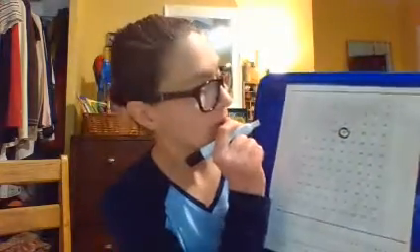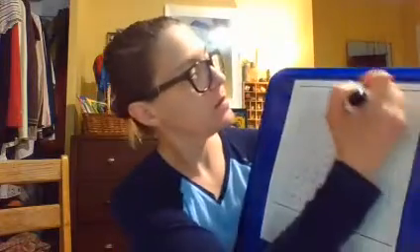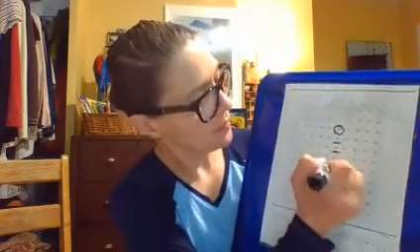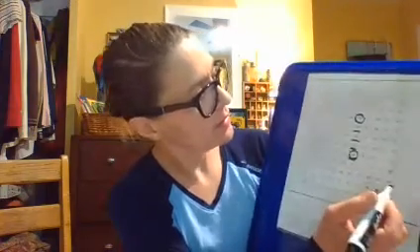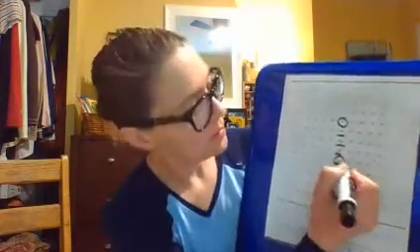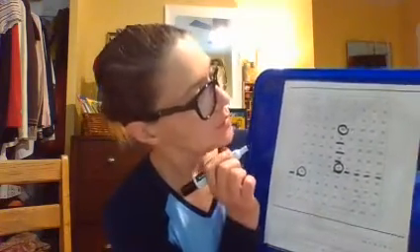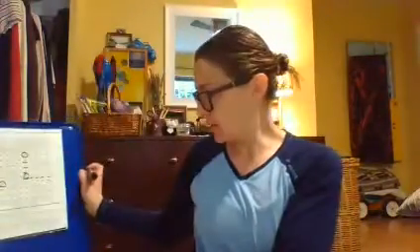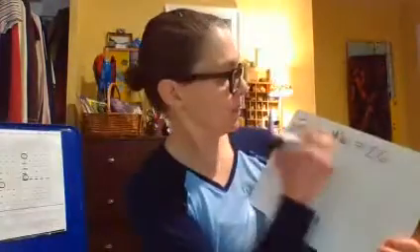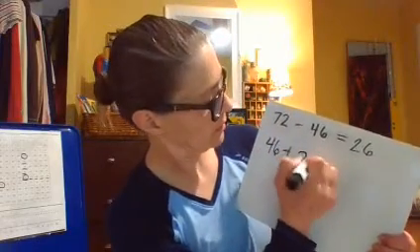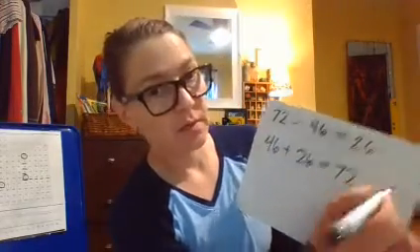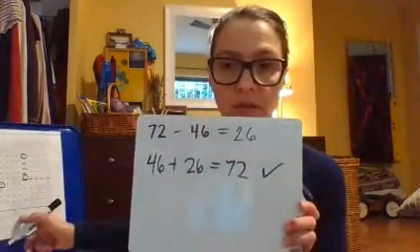Now I'm going to double check, and I'm going to find 26, and I'm going to circle 26. And I'm going to go up 46. So 10, 20, 30, 40, and I land at 66. And then I still need to go across 6. 1, 2, 3, 4, 5, 6. And I ended up at 72. So 46 plus 26 equals 72, and that's how I checked my work using the number grid.